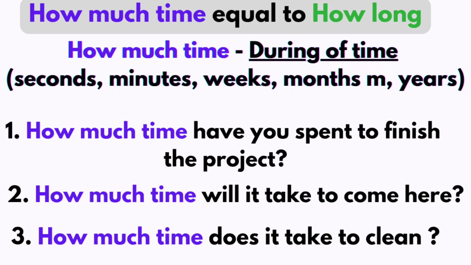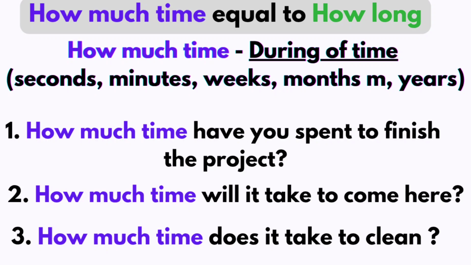Look at the examples. How much time have you spent to finish the project? I mean, I have spent around 2 months or 10 days, 40 days. So duration of time. How much time will it take to come here? It will take around 20 minutes, 30 minutes, or 2 weeks. Duration of time. So how much time? This expression is used when you want to mention duration of time, when you are talking about a period of time.